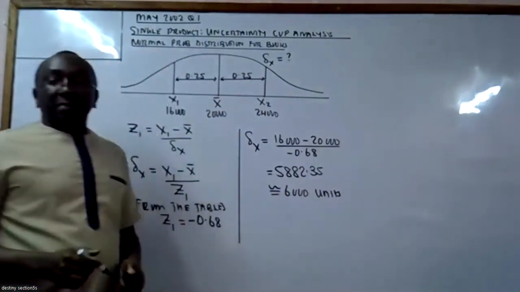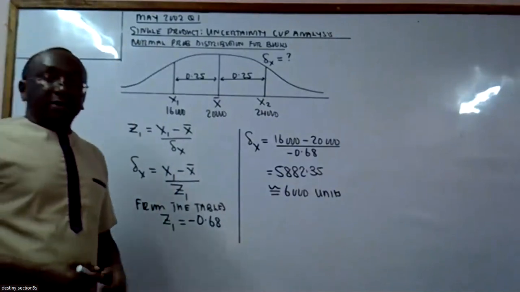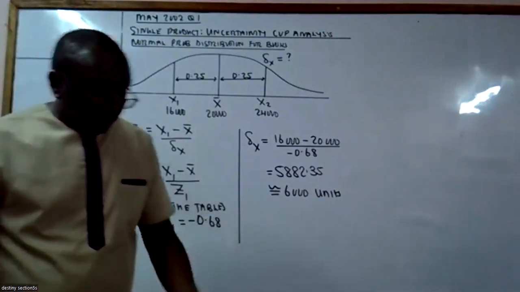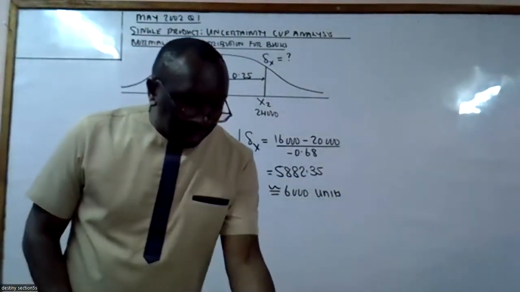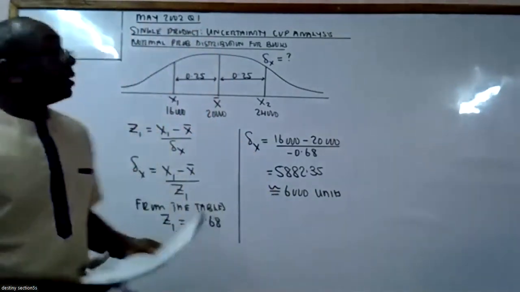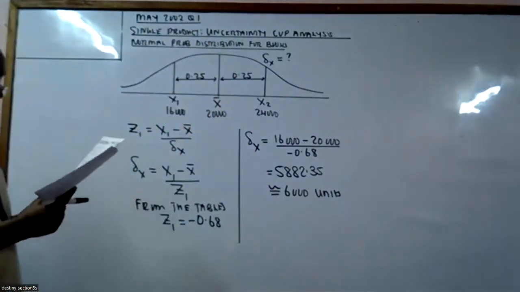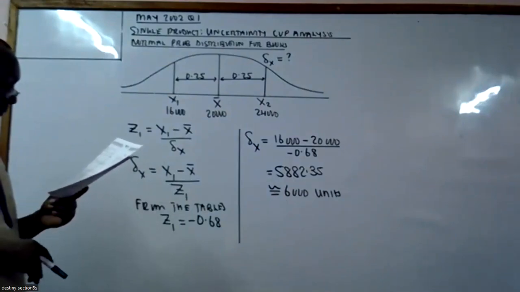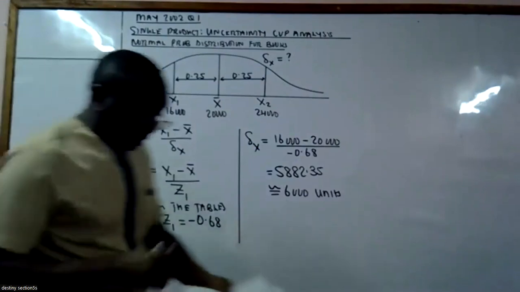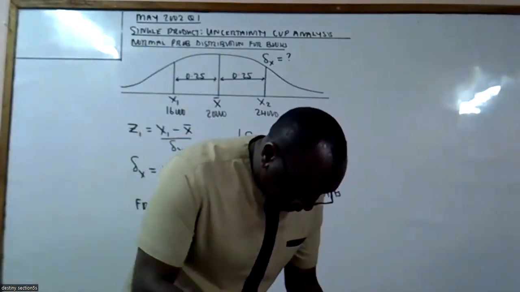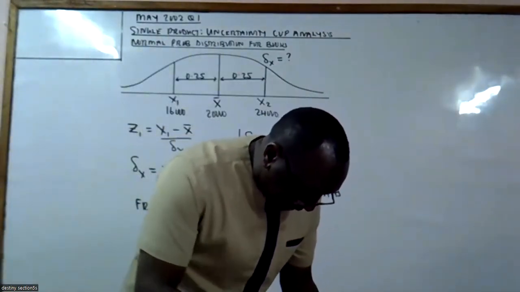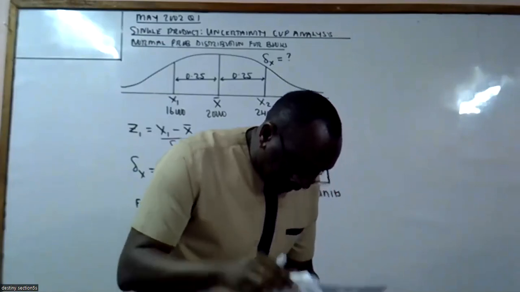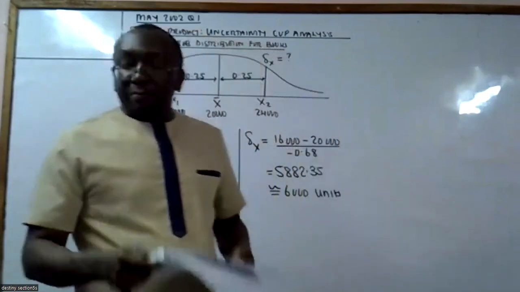So that is what the examiner wanted by saying that you prove. Let me return to where the question was. You prove that the standard deviation is 6,000.